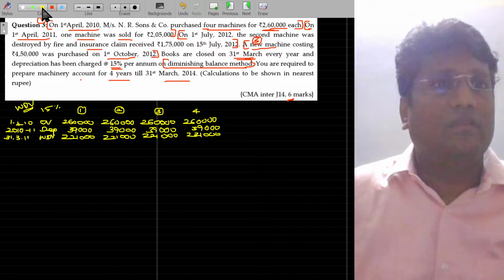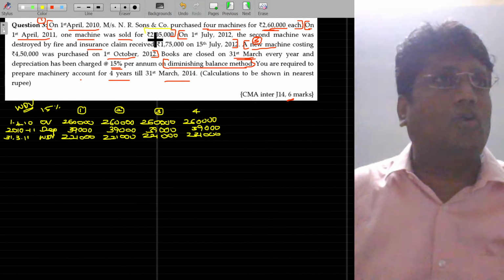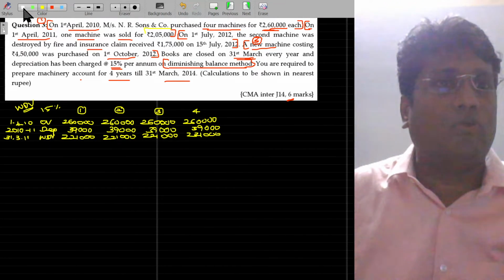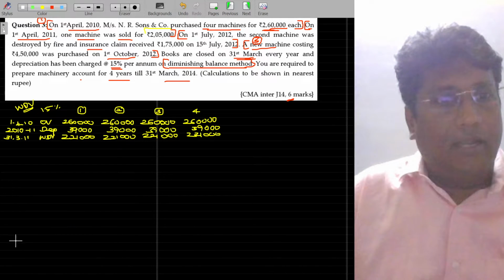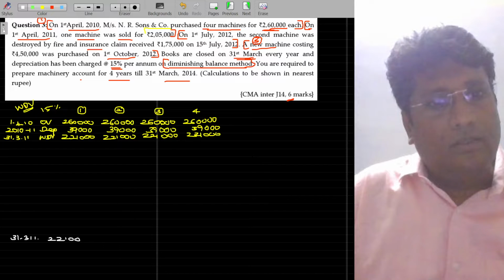Sold for how much? 2,05,000. If any asset is sold, it's better to have a separate working note for that. Whenever we sell any asset, you can work it out separately. Now, as on 31/3/11, the WDV is 2,21,000.